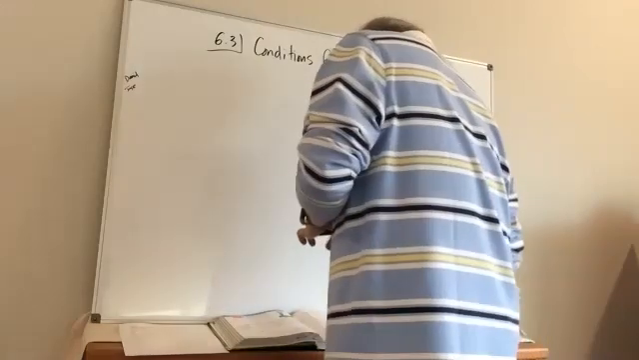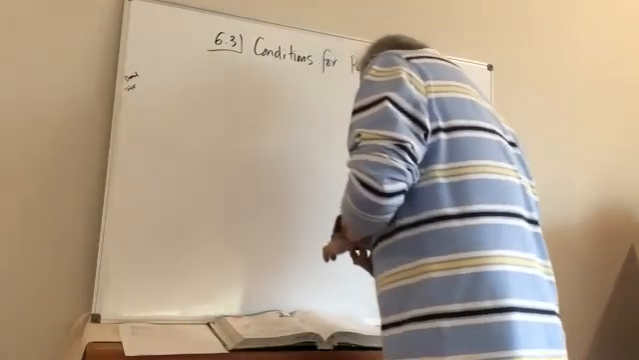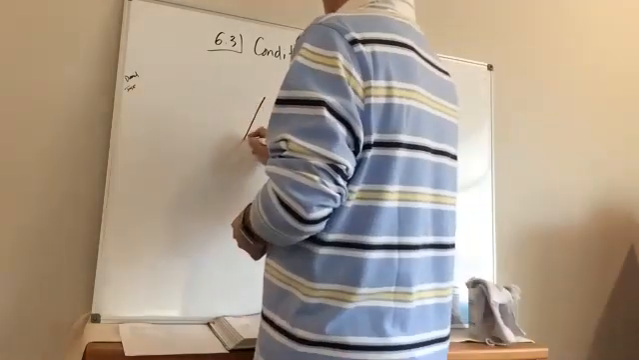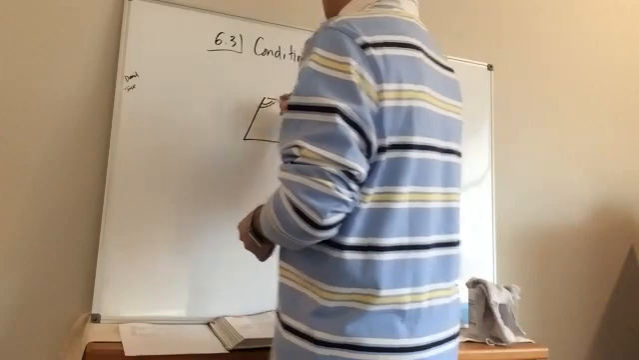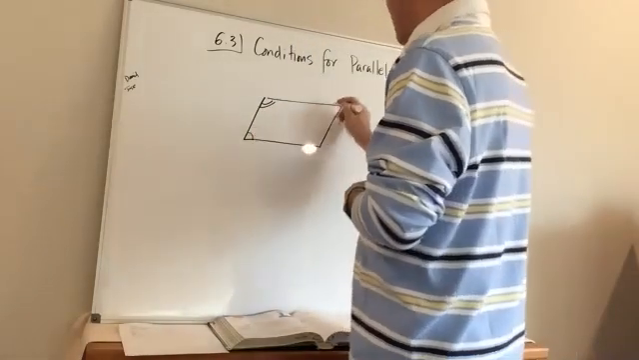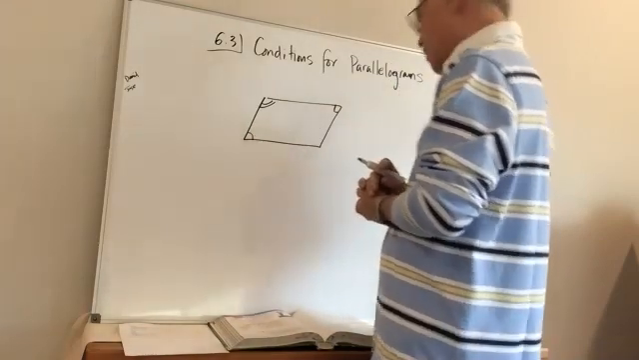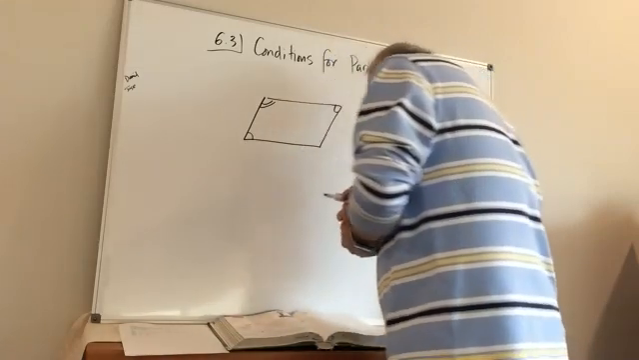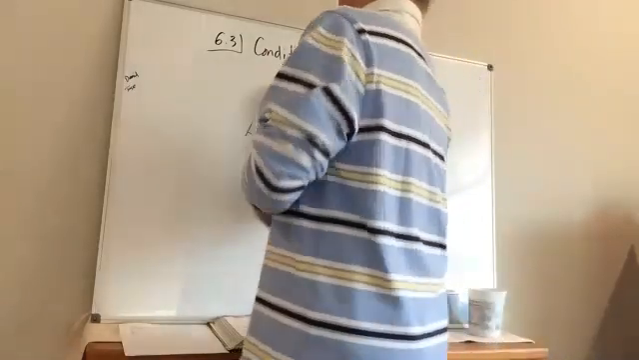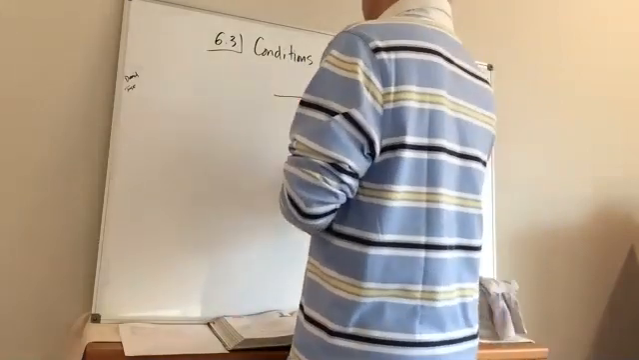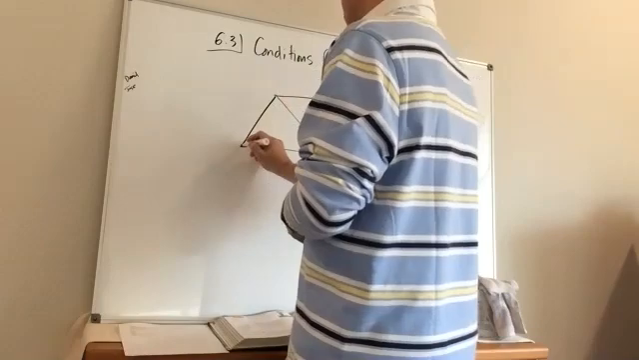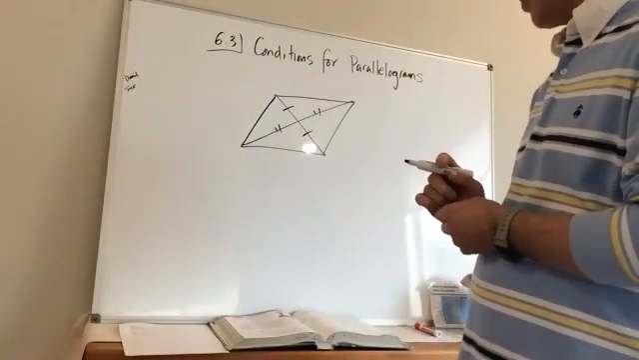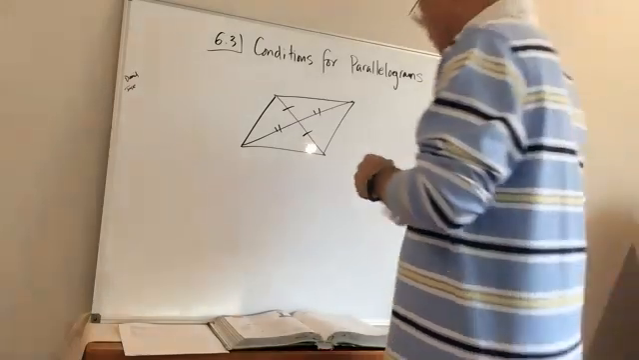Let's go to the fourth one. The fourth one is on page 411. If an angle of a quadrilateral is supplementary to both of its consecutive angles, so if I have this angle here and it is supplementary to this one and this one, then it's a parallelogram, okay? The fifth one is that if the diagonals bisect each other, then it's a parallelogram. If this part and this part are the same and this part and this part are the same, in other words, if the diagonals bisect each other, then it is a parallelogram, okay?